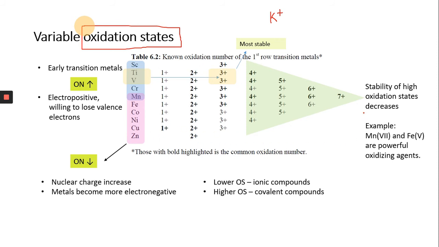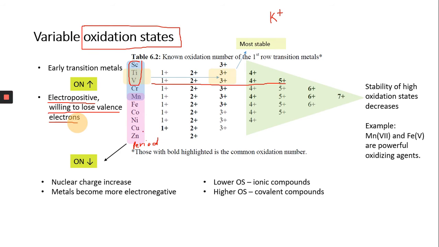If you look at the table here, this is for period 4 transition metals. If you look at the early transition metals, meaning scandium, titanium, and vanadium, the oxidation states keep increasing. For example, scandium only has one oxidation state, which is 3+. But when we move on to titanium, it has 4 oxidation states. And when you move to vanadium, it gives you 5 oxidation states. Going down here, the transition metals are more electropositive, so they are willing to lose valence electrons.